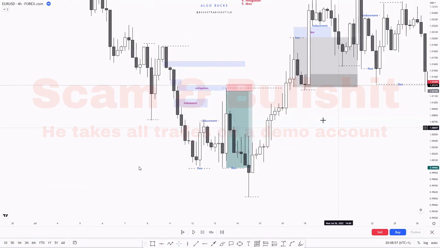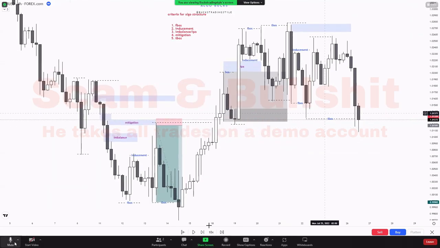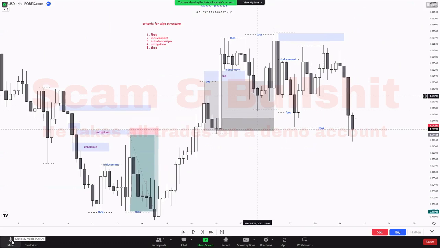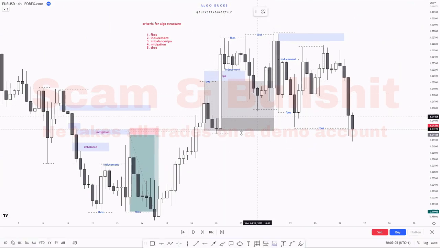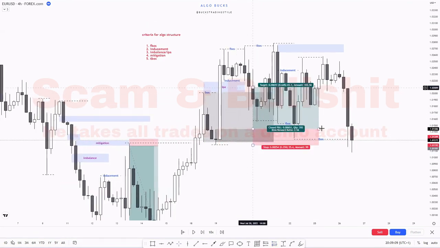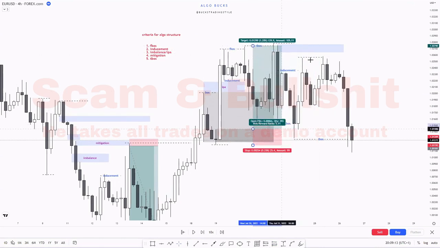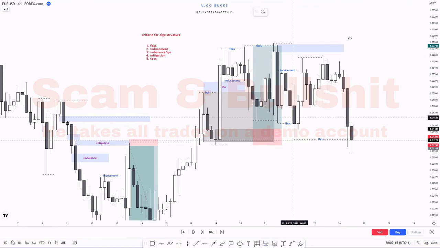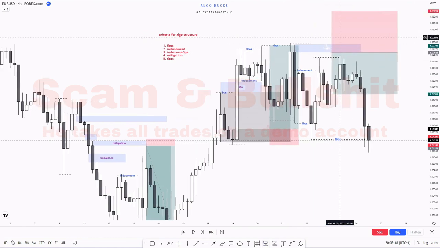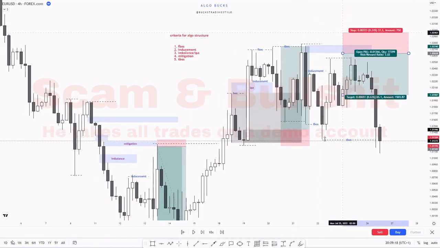If we look at this refinement, we set our entry right here, stop loss below this, take profit at the true break of structure high. Same thing with these two. The stop loss is right here, above the high, and the take profit is always at the true break of structure right here.